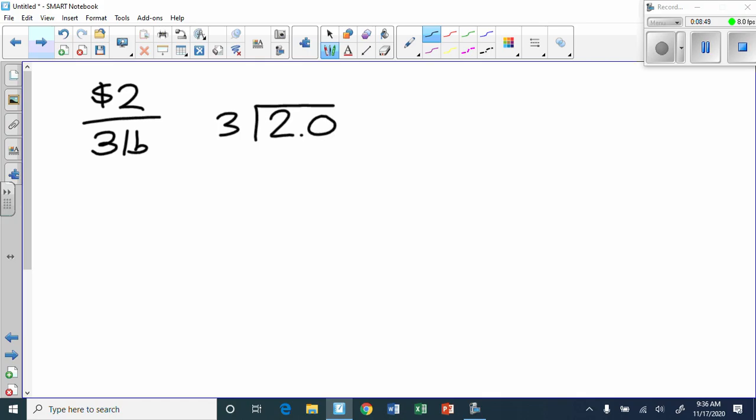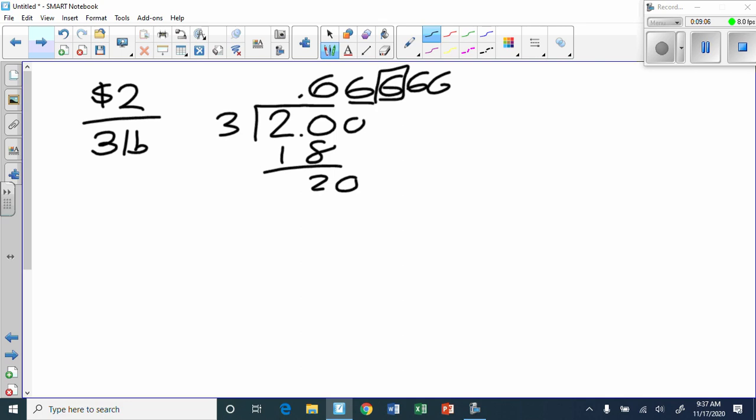Add a 0, decimal. 3 goes in that 6 times, 18. Ooh, it's going to be this, right? Money, how many decimal places do we go for money? 2 decimal places. So 1, 2, I'm going to look at this. What does the 6 tell me to do? Go up. What's my answer? 67 cents a pound.